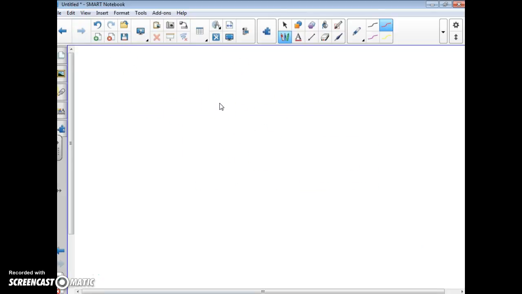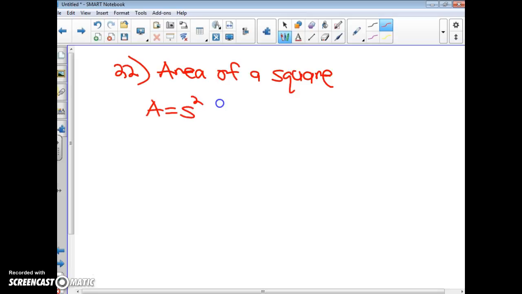Number 22, that's the area of a square. So the way I give it to you, in that side squared, I give you one side, plug it in, 2 squared, you wind up getting 4 meters squared for the area.